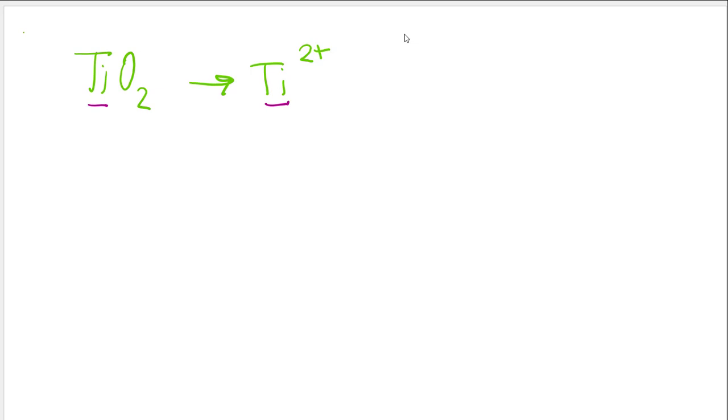Let's balance our O using H2O. Well, on the left, I have 2 O's. So on the right, I need 2 H2O's. That gives me 2 oxygens on the right. All right. On the left, now we need to balance our H's. We now have 4 H's here on the right. So I need 4 H pluses on the left.